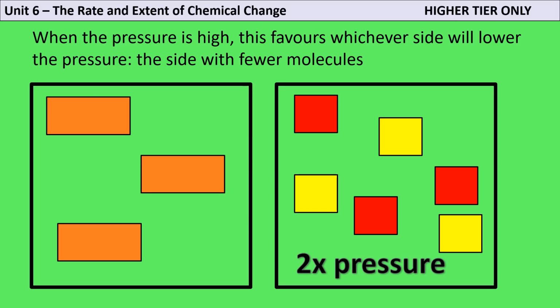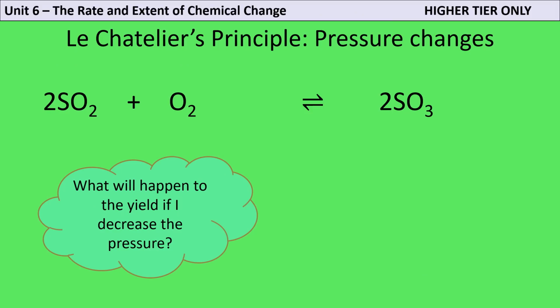Pressure, remember, is caused by particles colliding with the walls of the container that they're in. So the more particles there are in a container, the higher the pressure will be. If we increase the pressure, this will favour whichever side of the reaction has fewer molecules on it. To answer a question about pressure and equilibrium, I need to look at the chemical symbol formula and identify which side of the equation has more gas molecules on it.